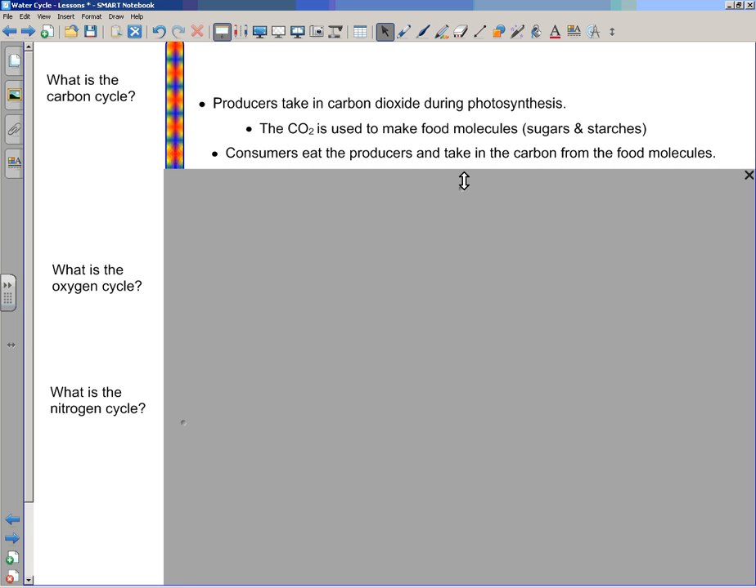And consumers eat those producers, and then they're able to take in that carbon from the food molecules. So the starches, you might think of those as carbs. Even if you're eating pizza, you're getting the carbon element from that food because wheat is a plant and wheat makes flour and flour makes pizza dough.